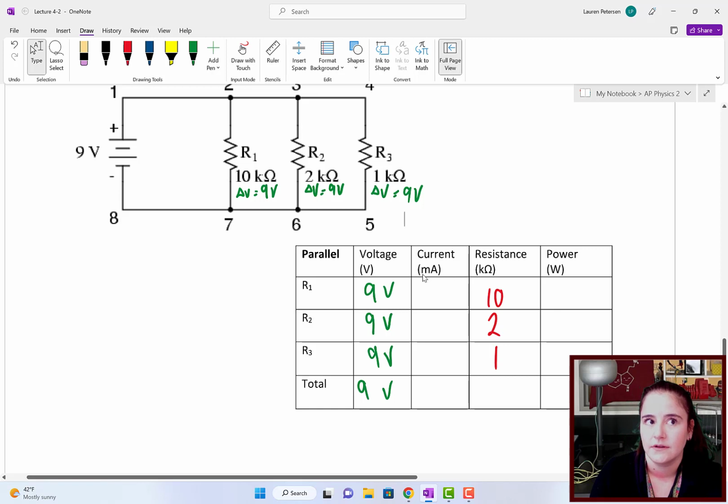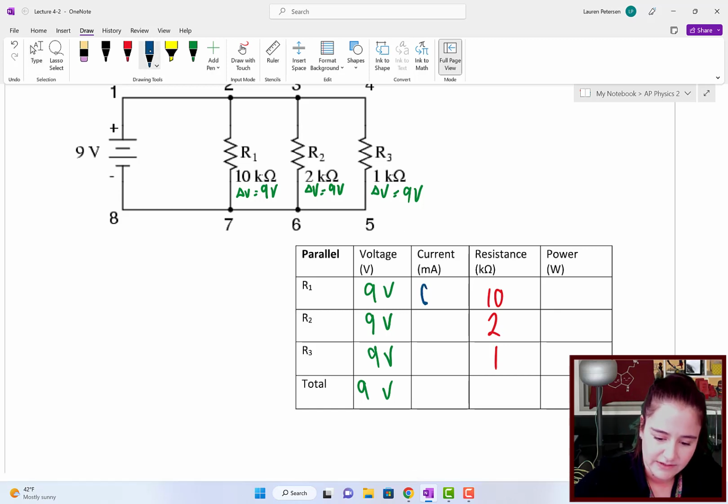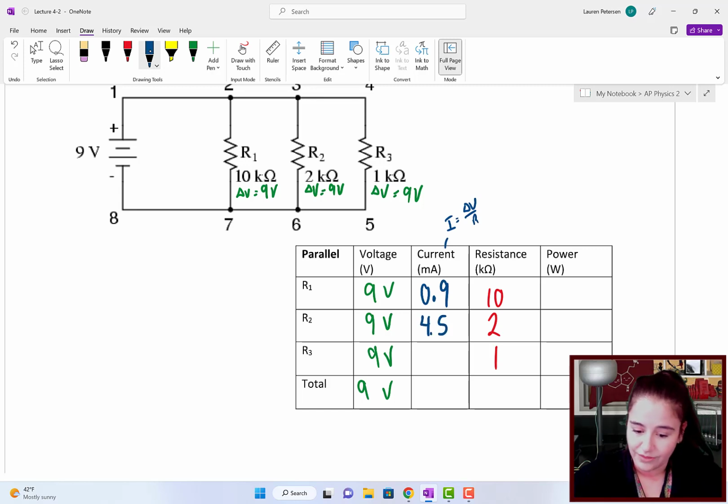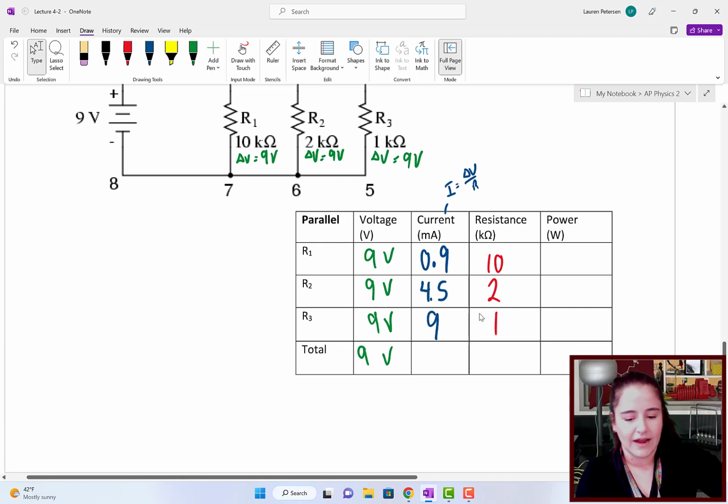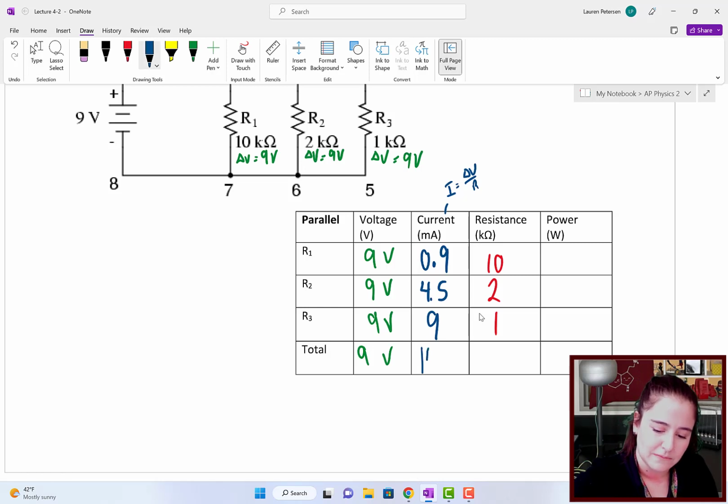Current will be the voltage divided by the resistance. So we have 0.9 milliamps there. Again, current equals voltage divided by resistance. 9 divided by 2, 4.5 milliamps going through that resistor. 9 divided by 1, 9 milliamps going through that resistor. For a total of 14.4 milliamps of current in our circuit.